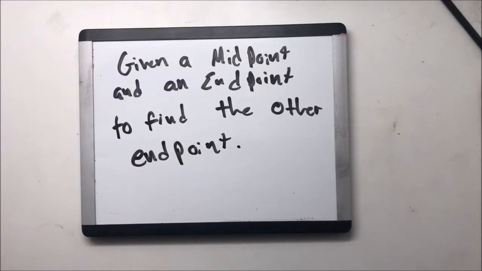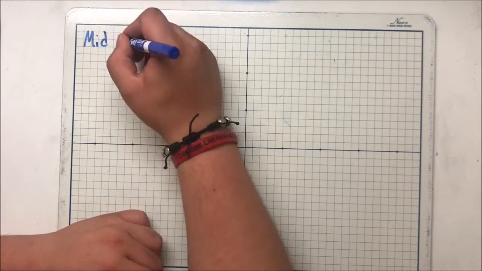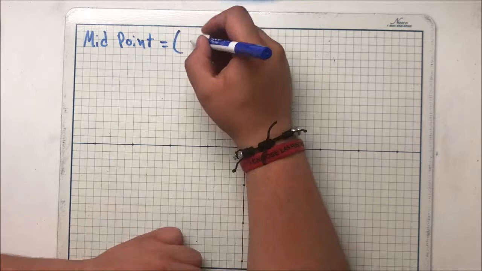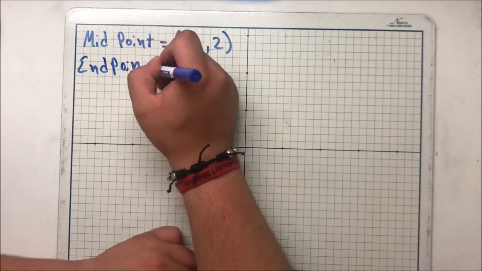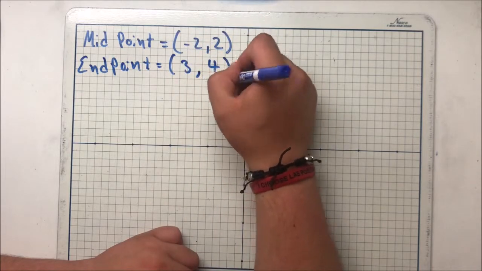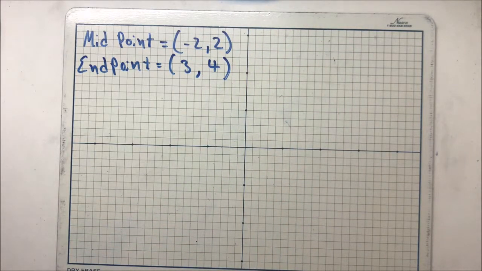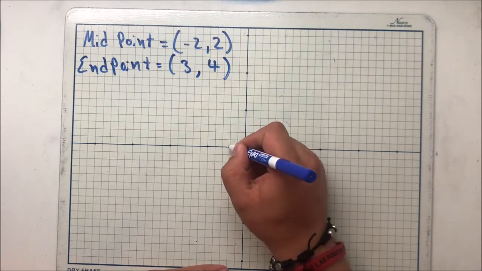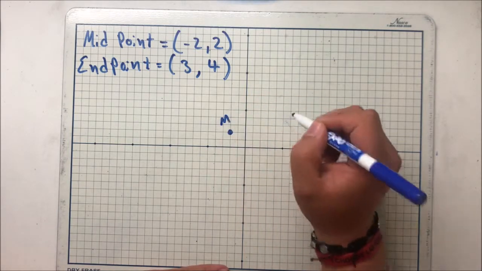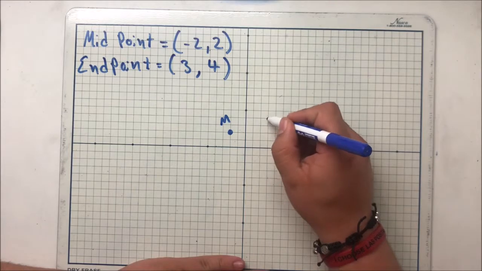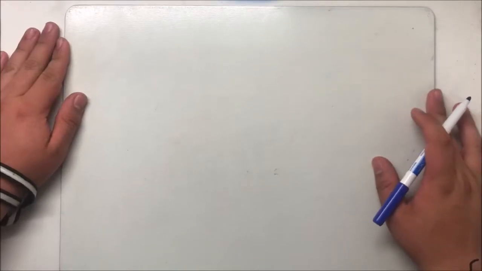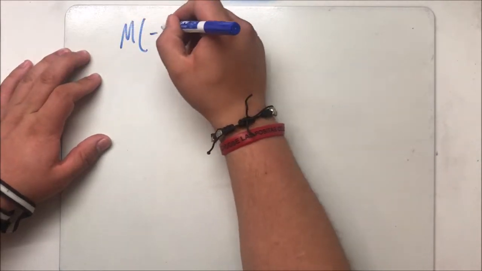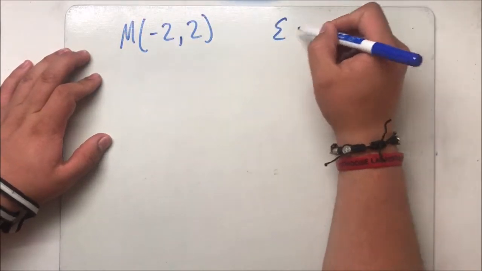Today we're going to be dealing with given a midpoint and an endpoint to find the other endpoint. For this problem, we have the midpoint of (-2, 2) and the endpoint of (3, 4). Just for right now, we're graphing the 2 points so we can get a general idea on where the endpoint may be.